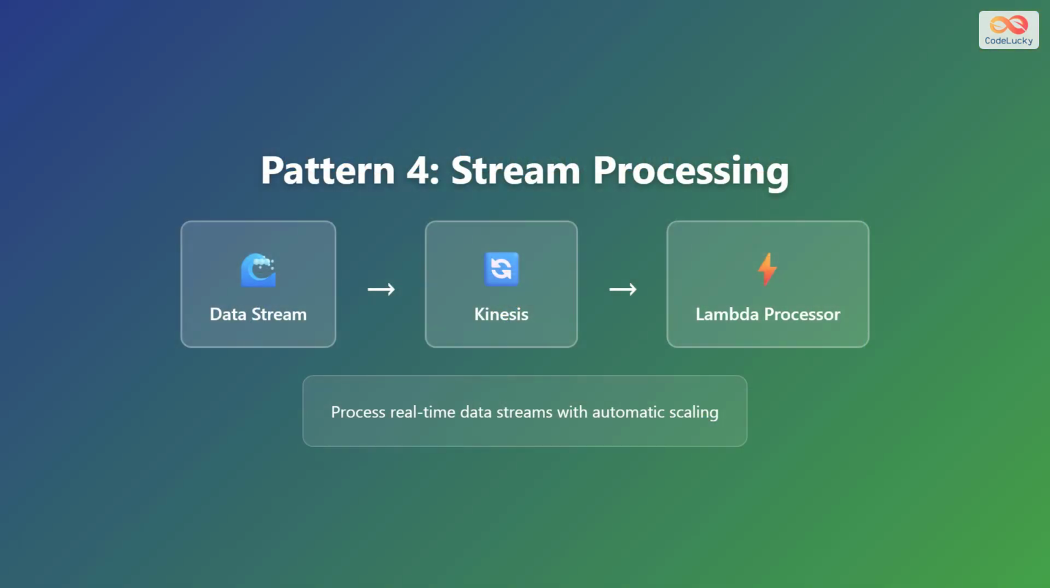Stream processing handles continuous flows of data using Amazon Kinesis. Data streams flow into Kinesis, which maintains the order of events and allows Lambda functions to process them in real time. This pattern is essential for scenarios like log processing, real-time analytics, or IoT data ingestion, where you need to handle high-volume, continuous data streams with automatic scaling.